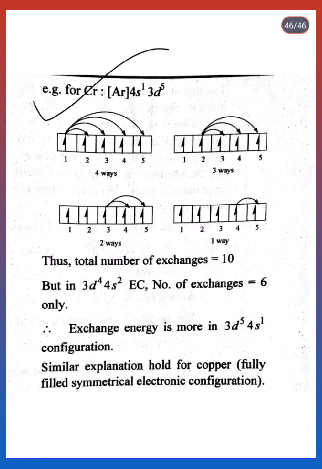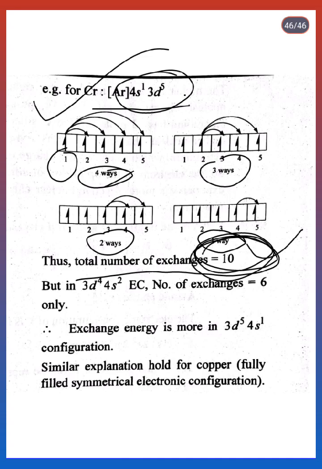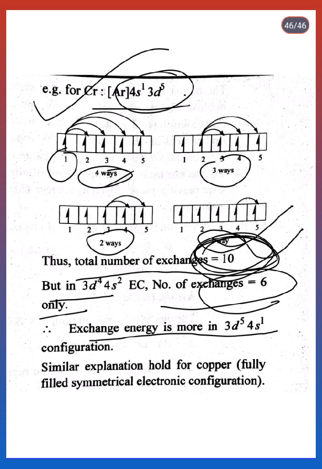for example, chromium 3d5 4s1. With 5 d electrons, the first electron gives 4 ways, the second electron gives 3 ways, the third gives 2 ways, and the last gives 1 way. So the total number of exchanges is 10 ways, while for 3d4 4s2 the number of exchanges is only 6. The more exchange value, the more the stability. So exchange energy is more for the 3d5 4s1 configuration.